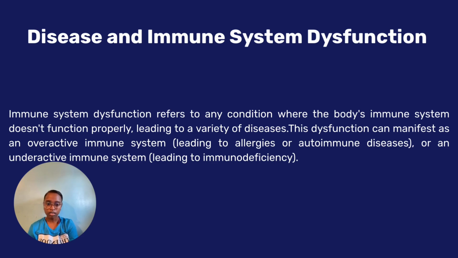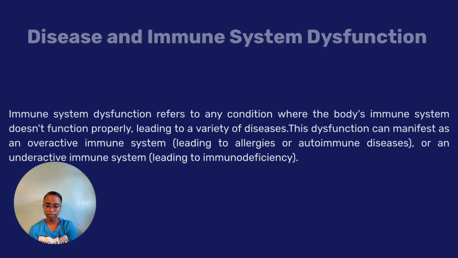Disease and immune system dysfunction. Immune system dysfunction refers to any condition where the body's immune system doesn't function properly, leading to a variety of diseases. This dysfunction can manifest as an overactive immune system, leading to allergies or autoimmune diseases, or an underactive immune system, leading to immunodeficiency.